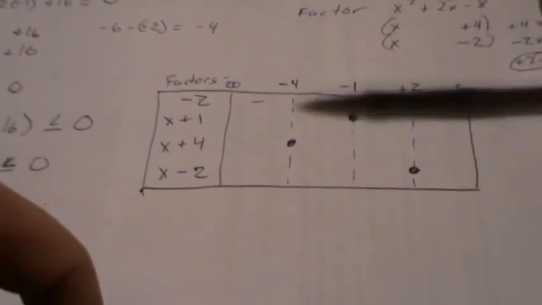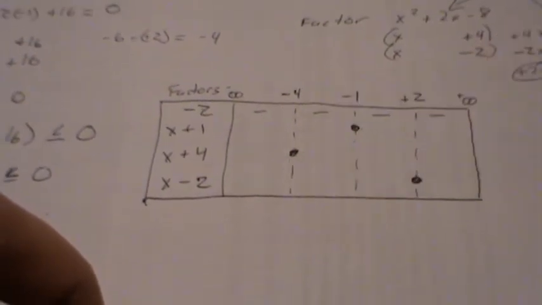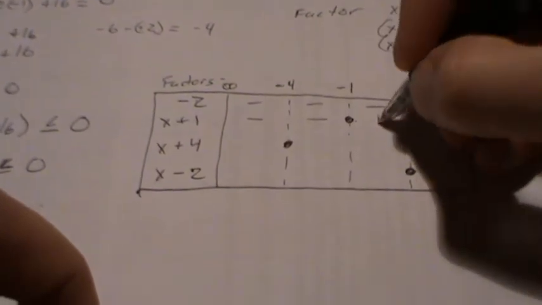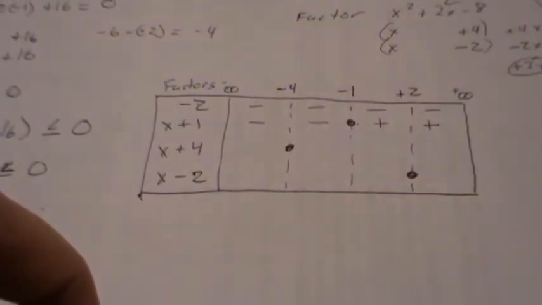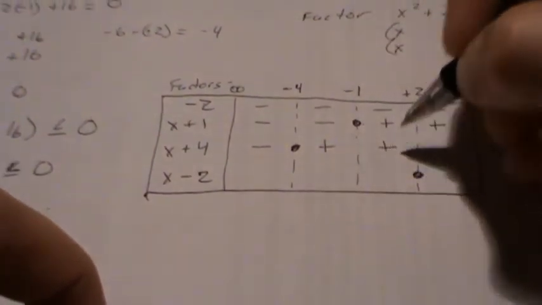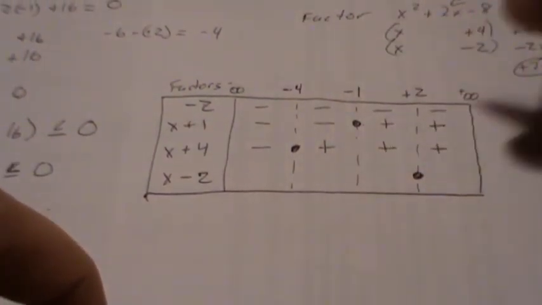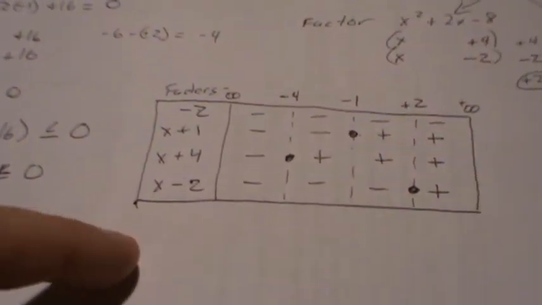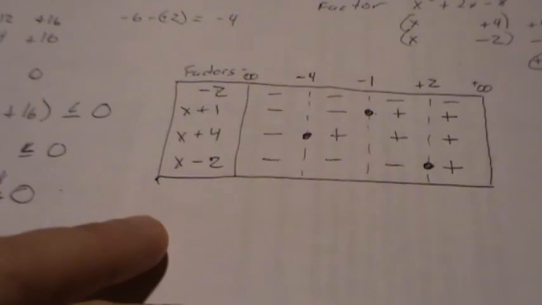Then on the negative side, you fill in negative signs. On the positive side, you fill in positive signs. Negative, positive, positive, positive, negative, negative, negative, and positive. Here is my factor chart all figured out.